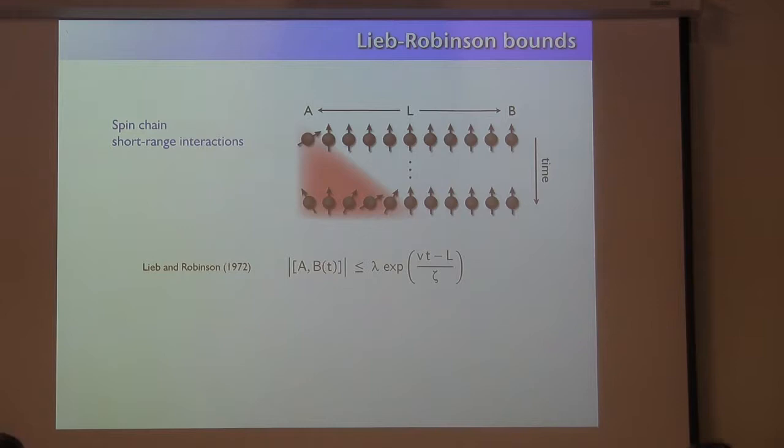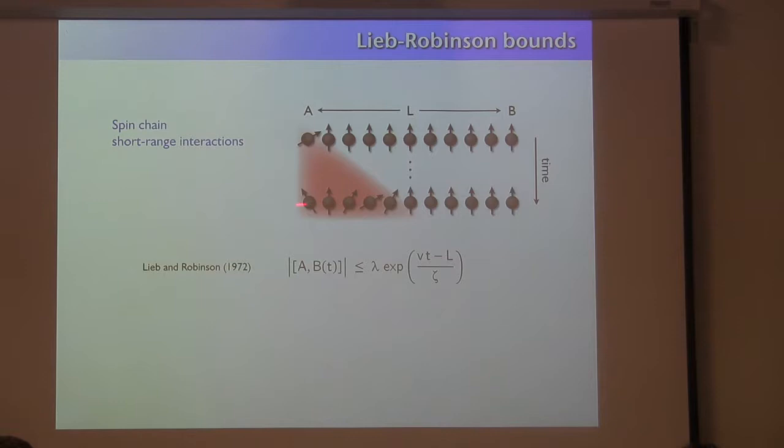On the other hand, if you have L smaller than vt, then this can be positive, and then you can have, let's say, large correlations between those sites, and you can of course have B largely affected by A. And this is encapsulated in this picture.